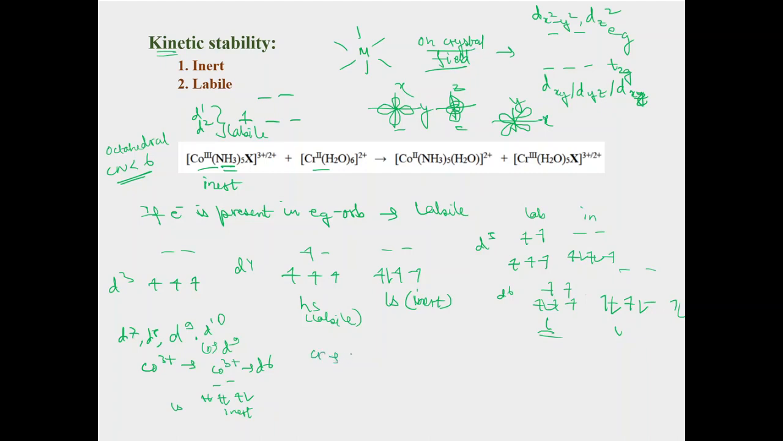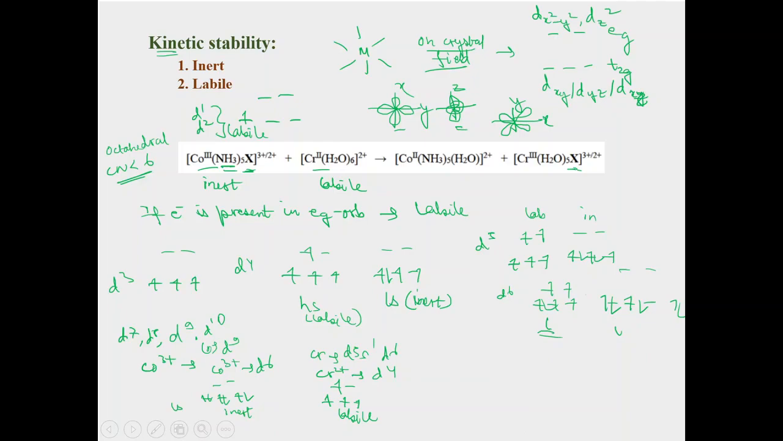And the second one, that is the chromium 2 complex. Chromium is a D5S1, right? D5S1 means it is a D6 system, but chromium is in plus 2 oxidation state. That means it is a D4 system, right? And for the D4 system, water is a weak field or strong field ligand? Weak field ligand. So here an electron is present in EG set, therefore it's labile in nature. Okay, and it is a high spin complex. So in this case, we can see that one is labile and one is inert, and also this X is getting transferred here.